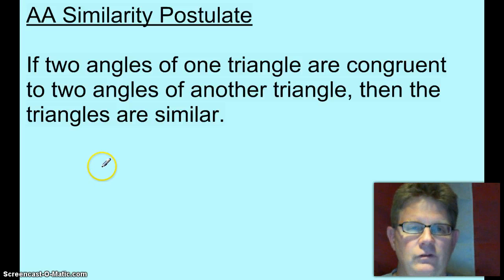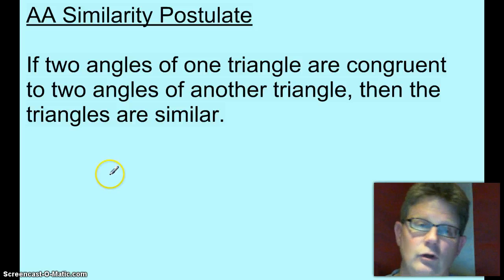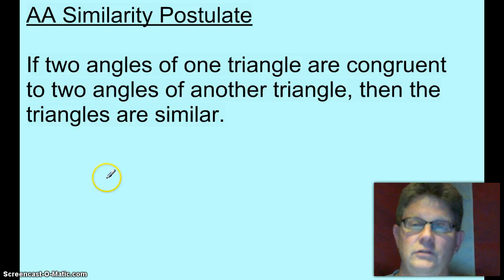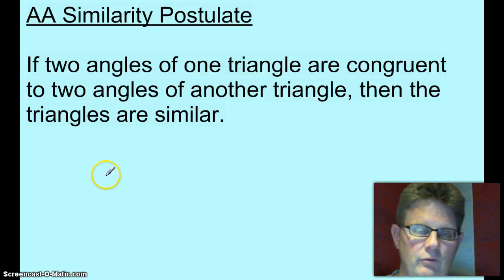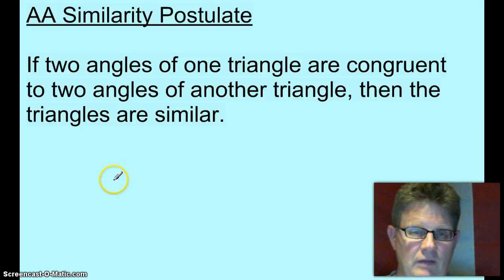The angle-angle similarity postulate: if two angles of one triangle are congruent to two angles of another triangle, then the triangles are similar. Just that simple, just that easy. Go ahead and write that down, and pause while you write, and we'll get moving along after you get done writing. Alright, I think that was a sufficient amount of time.